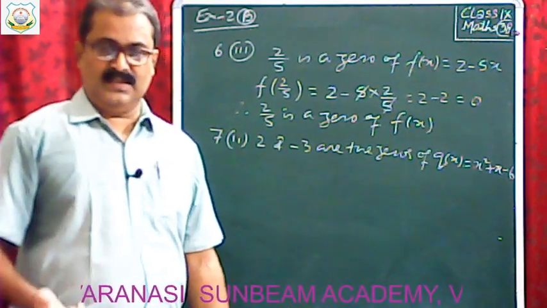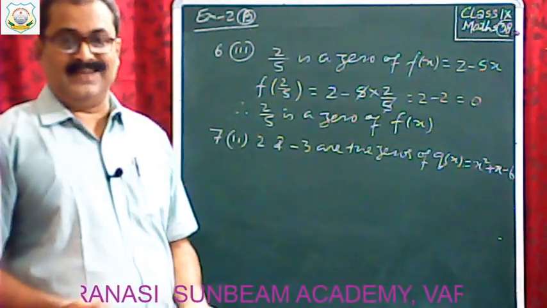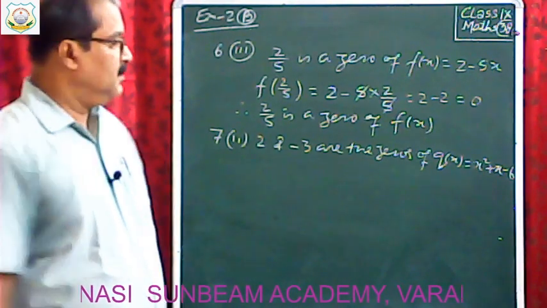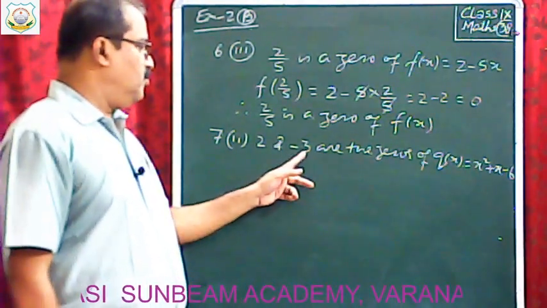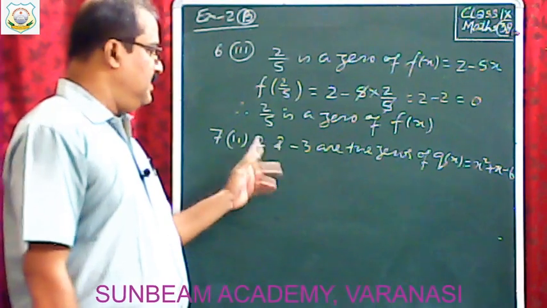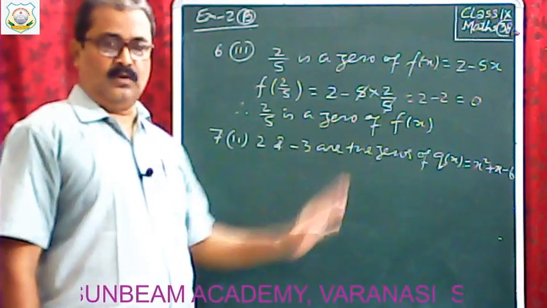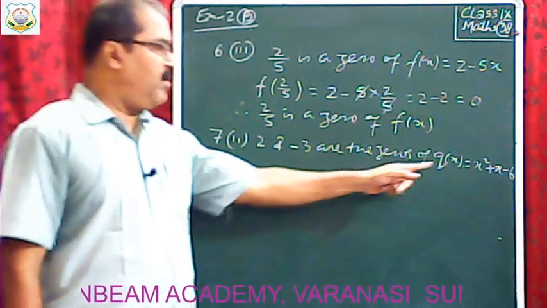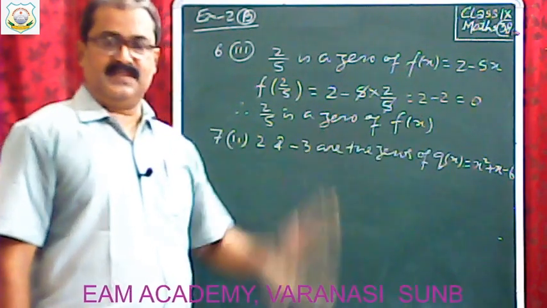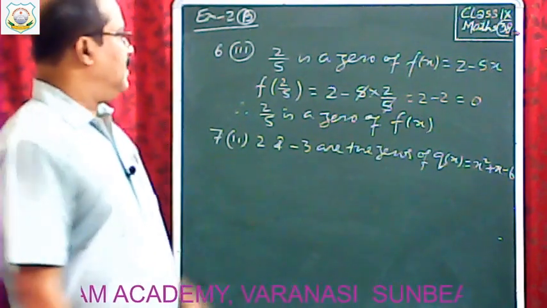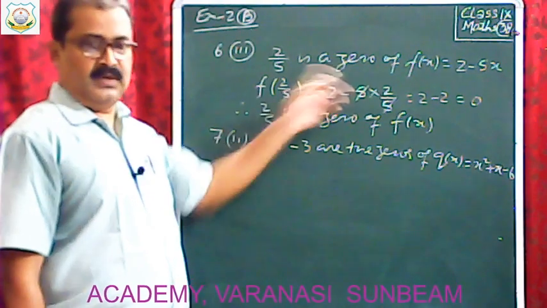If a 10 degree polynomial is given, then the maximum number of zeros is 10. Here 2 zeros are given, and we have to verify whether these are zeros of the given polynomial or not. Why 2 zeros? Because it is quadratic: x square plus x minus 6. Clear?